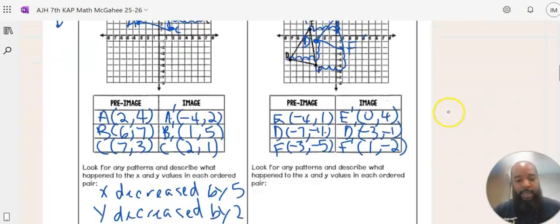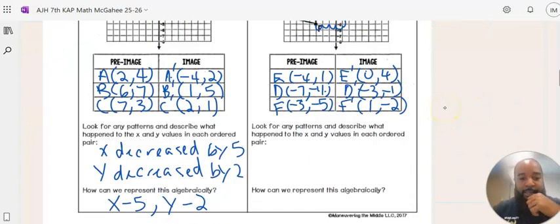So then I'm supposed to look at my X and Y values and see what happened. So I can say that X increased by 4.